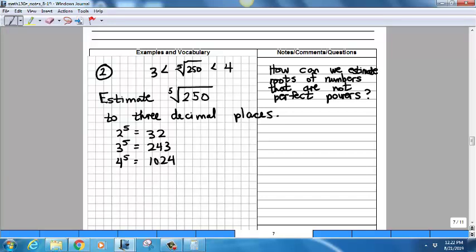But that's not a very good estimate. If I just say it's somewhere between 3 and 4, that's not very accurate. So if we wanted to get a more accurate estimate, in particular, if we want to get 1 to 3 decimal places, we're probably going to have to resort to using what?